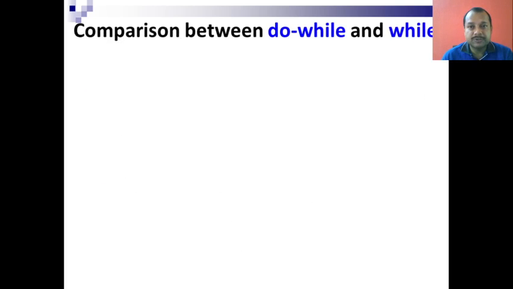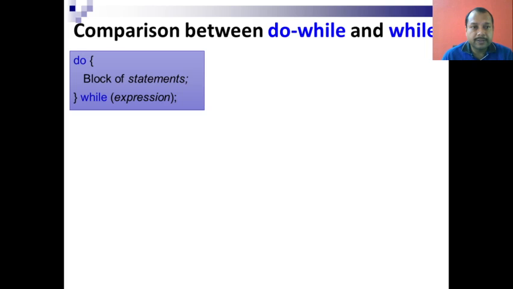Now the comparison between do while and while loop. Just now this is the construct we explained for the do while loop: do, within opening and closing braces a block of statements, and after the closing brace, while expression. Do not forget the semicolon here. There was no semicolon for the while construct and for construct, but for this do while there is a semicolon after this while statement. Please note this and be careful about it.